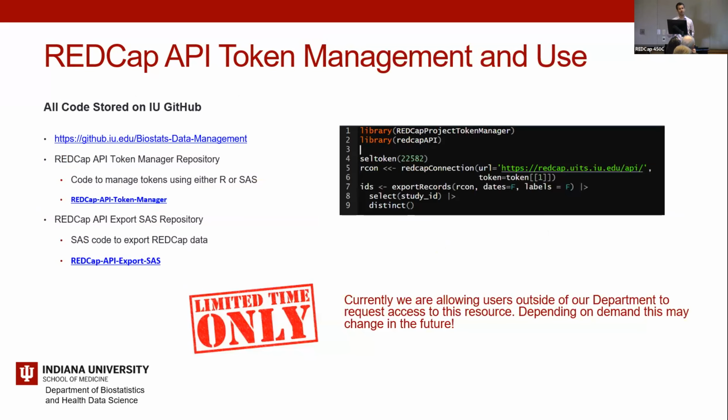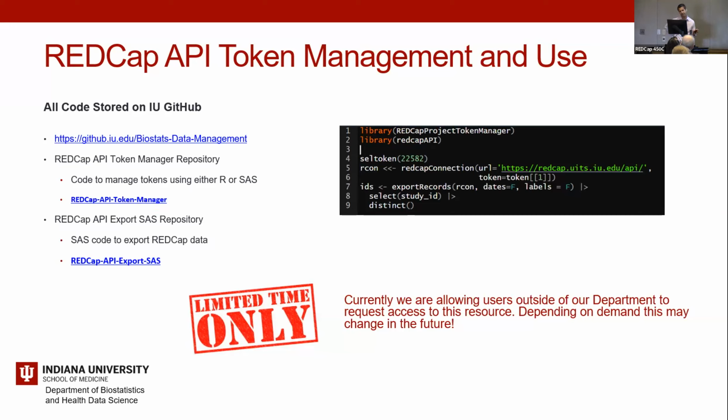So all this code is stored on the IU Enterprise GitHub. So it's the code for our internal package and then the SAS macros. And then there are also some example calls from R and SAS to REDCap. You can see in the black box on the right, we're loading in our internal package and then the external REDCap API package. The token manager package is called REDCap Project Token Manager.